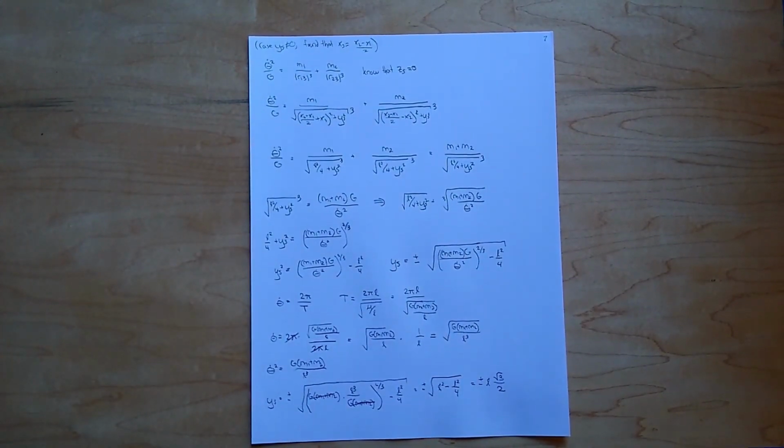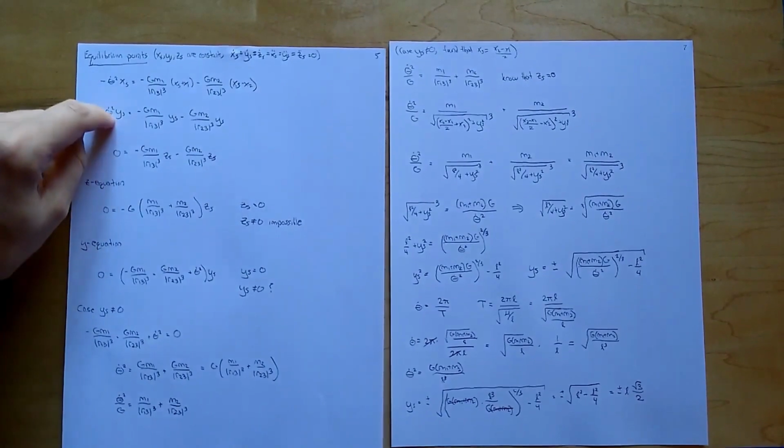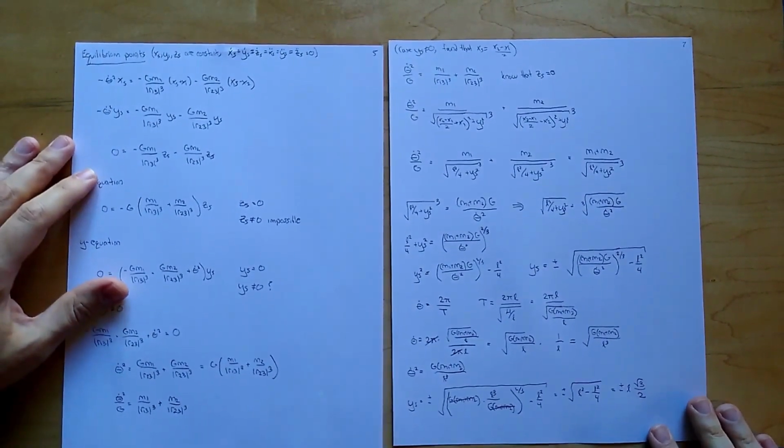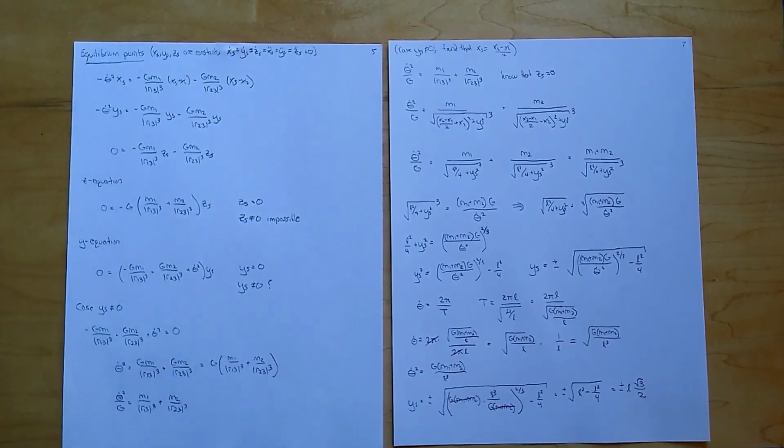So that's really cool. We started with these equations, and we've gone through 2 of the equations, and we've discovered that there are equilibrium points where x is equal to L over 2 and y is equal to plus or minus square root of 3 over 2 times L. But we still have one equation to look at, so let's examine that case.